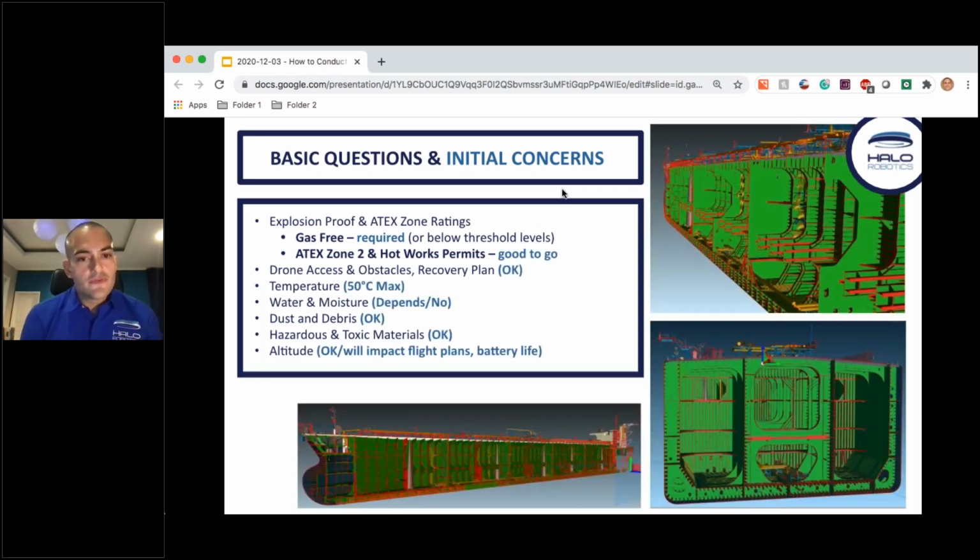So this is answering some of the other key questions, and I've given an example here on the right that I'll talk about in just a quick second. But the next big concern is generally, what if the drone gets stuck, or how are we going to recover it, or what are the obstacles?